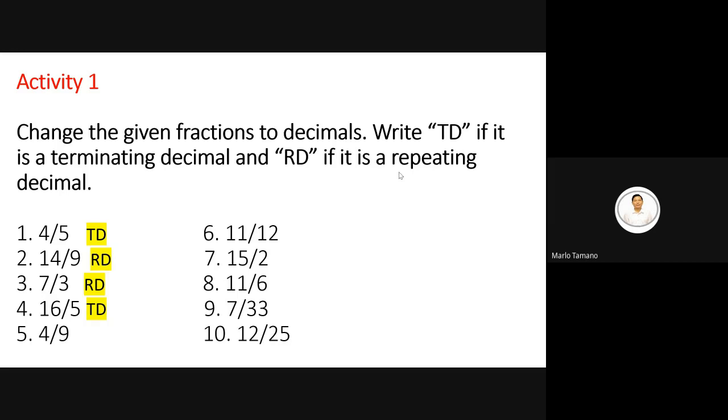Number 5. Sir, Labordo po. 0.4444 po. Tapos po, repeating decimal po yung sagot. For 0.444, Labordo, 2 points. Let's see if it is correct. Yan, repeating decimal.